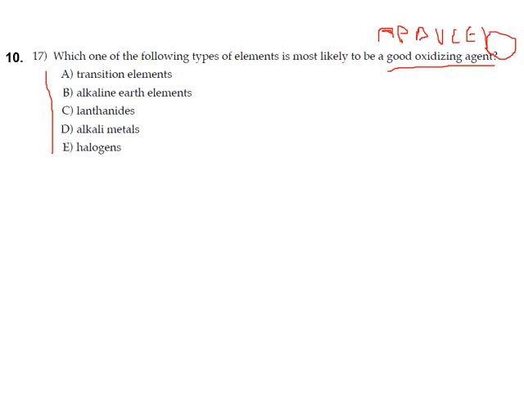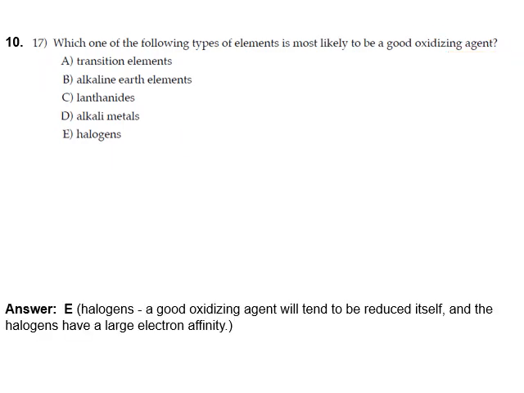Things that are in the 7th column want to be reduced because they want to go from 7 electrons to 8 electrons in their valence shell, so they'll have a complete octet. Next slide. So here's your answer, E, halogens. Next slide.